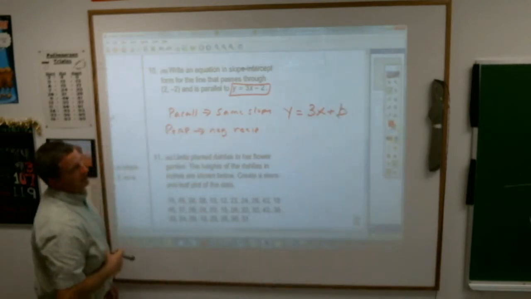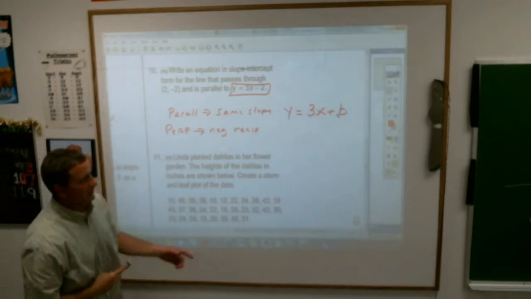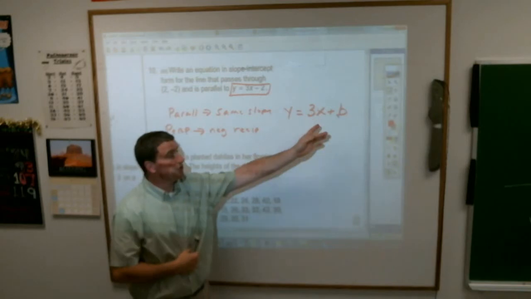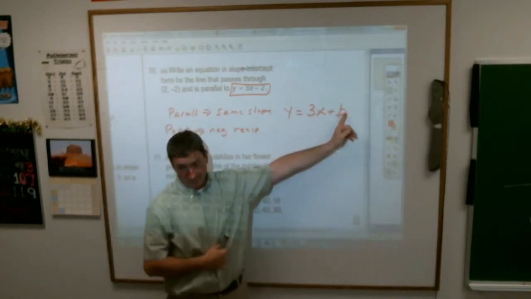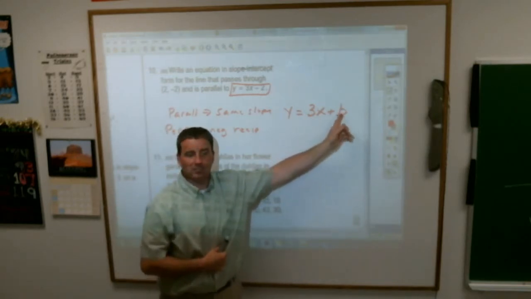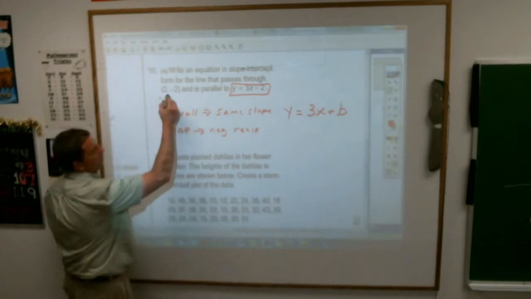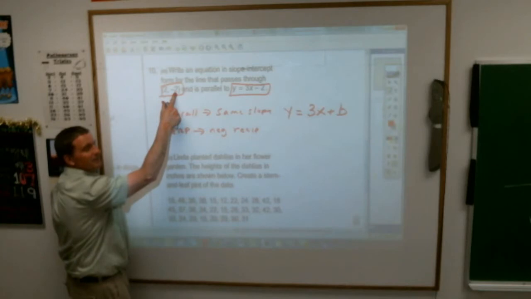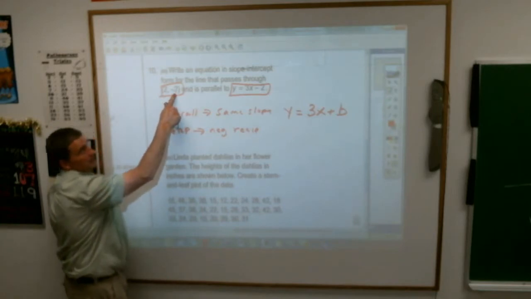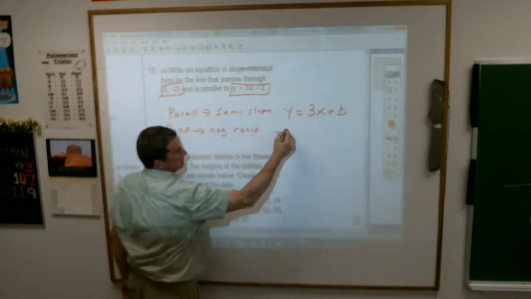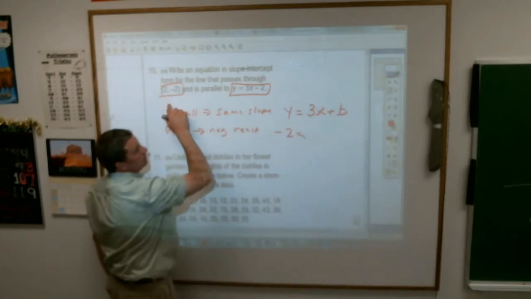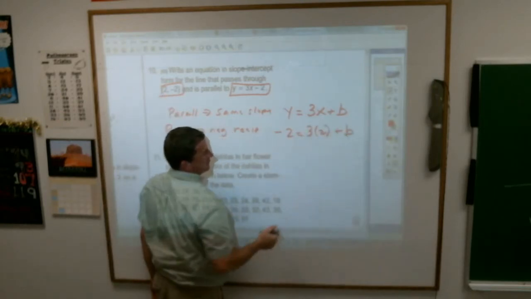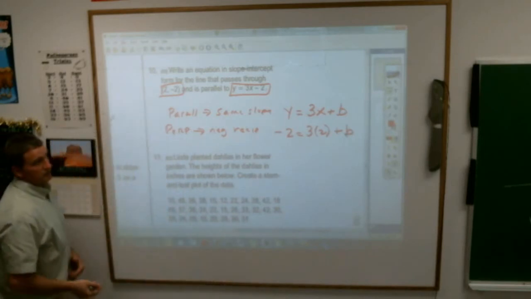Y equals 3x plus b is how it starts out. Your new line has to have a slope of 3. You just need to figure out what the letter b is. How do you figure out what the letter b is? That's why they gave you this point. You put 2 in for x, negative 2 in for y, and figure out what b is. This is just to figure out what the letter b is going to be, or where it's going to cross the y-axis.